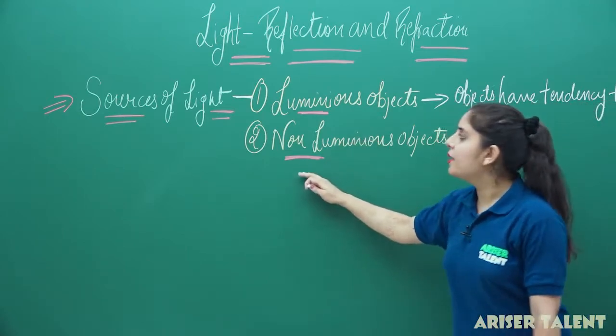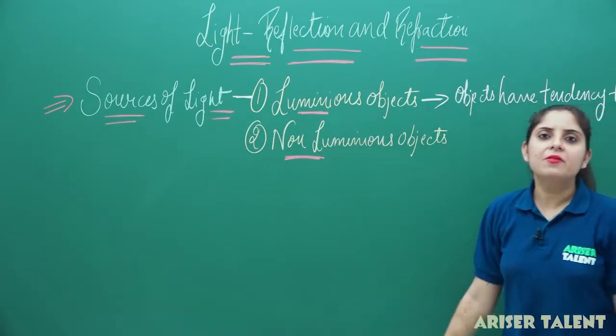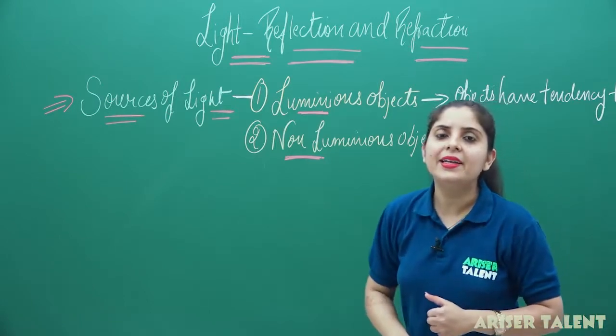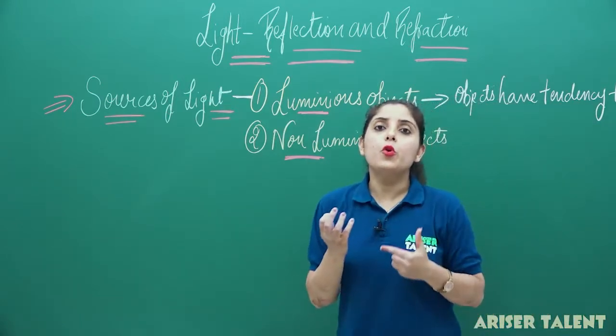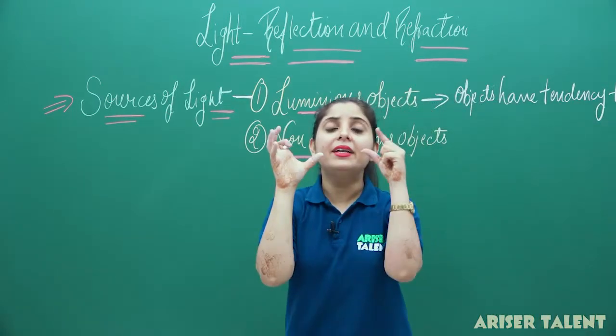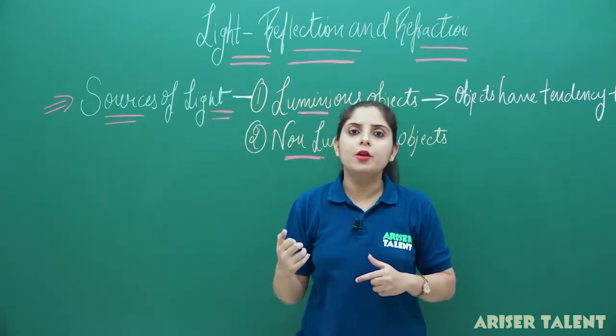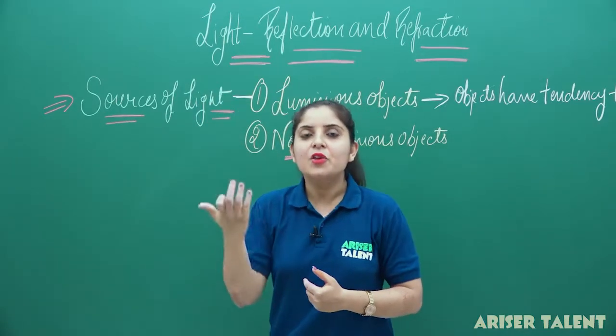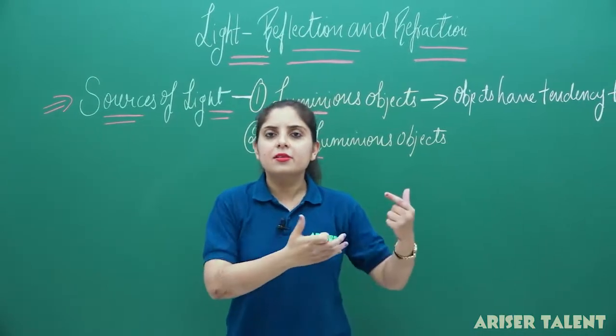On the other hand, non-luminous objects are the ones which do not have their own light, just like the moon. The moon does not have its own light, but it is shining due to the sunlight falling on it. This is a very simple thing we have learned in our junior classes.